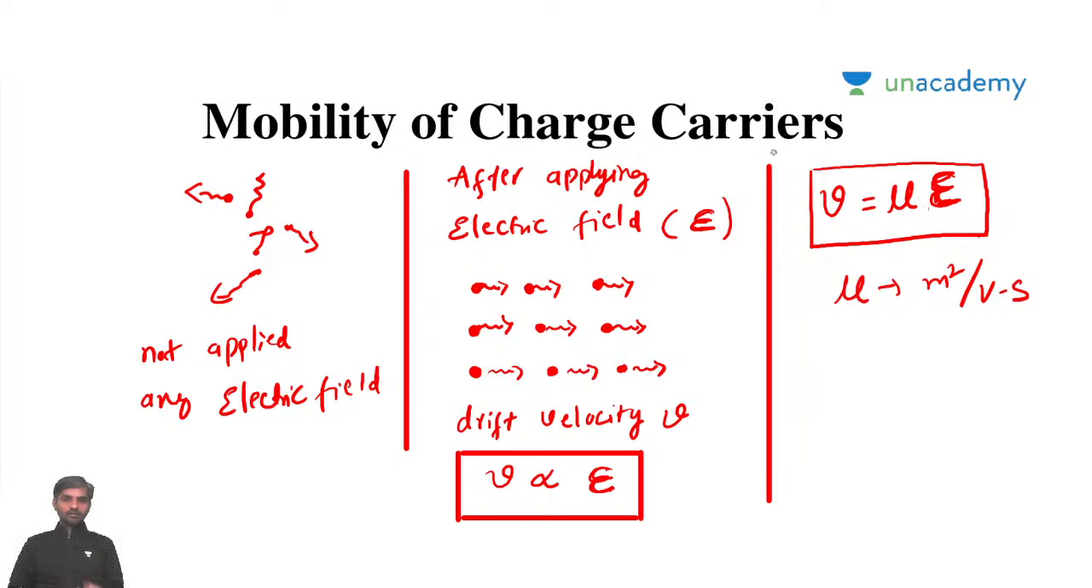But remember, the constant of proportionality is nothing but mu. The units are meter square per volt second. Good, good, Satish.